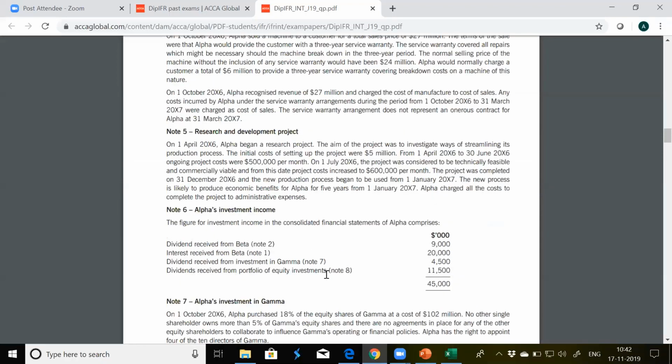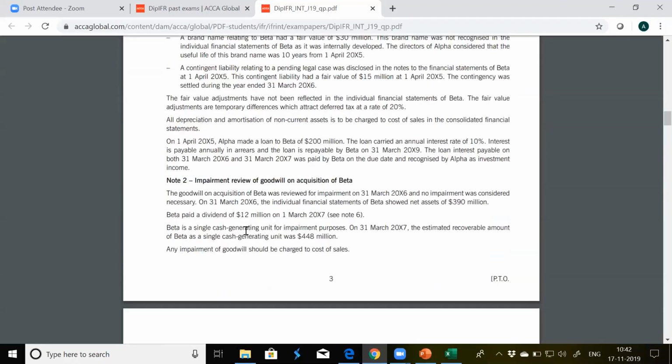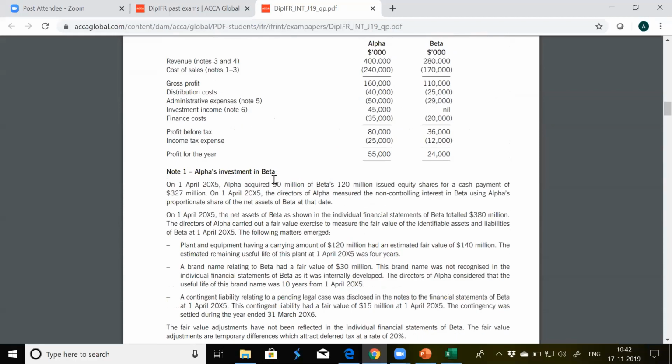Let's begin reading it. Alpha's investment in Beta. On 1st April 2005, Alpha acquired 90 million shares of Beta. We have used this information in working note number 1 for a cash payment of 327. Where we'll use this information? Which note? This will be used in working note number 3 for calculating goodwill.